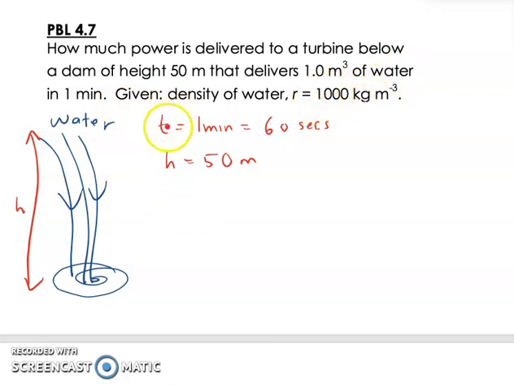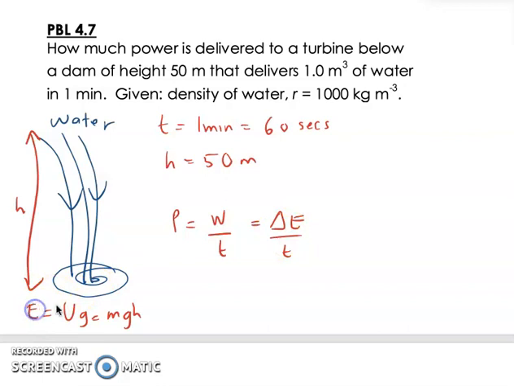Okay, so how much power is delivered? The power equation is work done over time, and work done is the change in energy over time. What is the change in energy that we can observe happening when the water falls from a height? mgh, right? Ug equals mgh. Now, how do we get the delta E? This is E. How do we get the delta E?